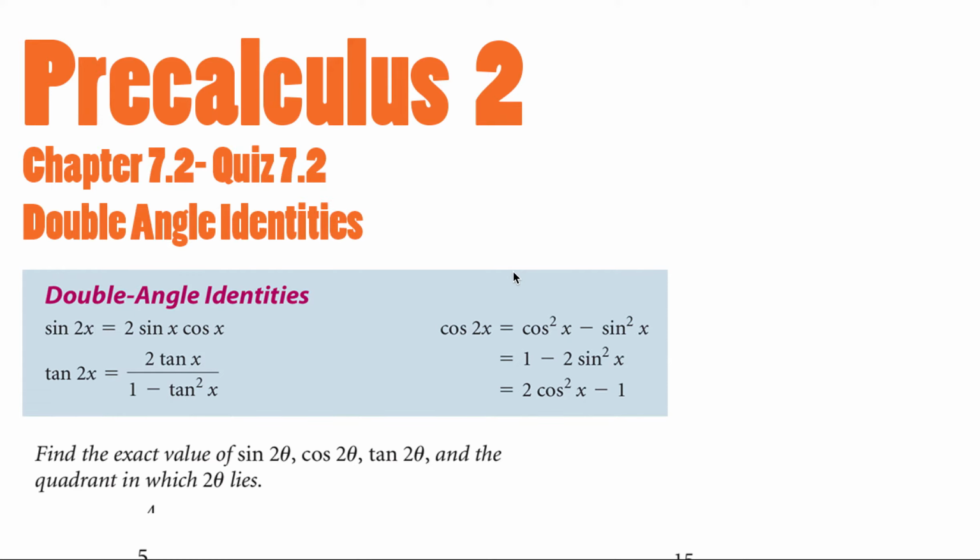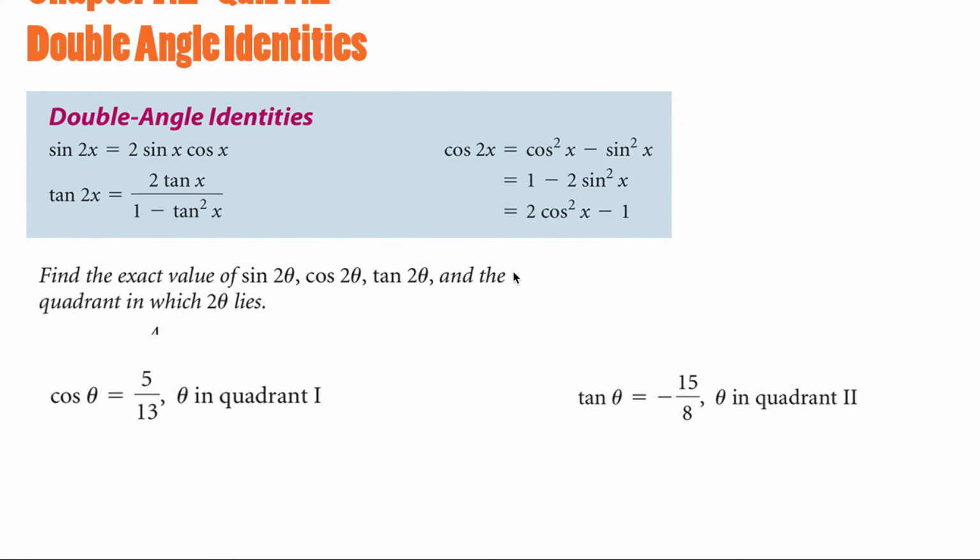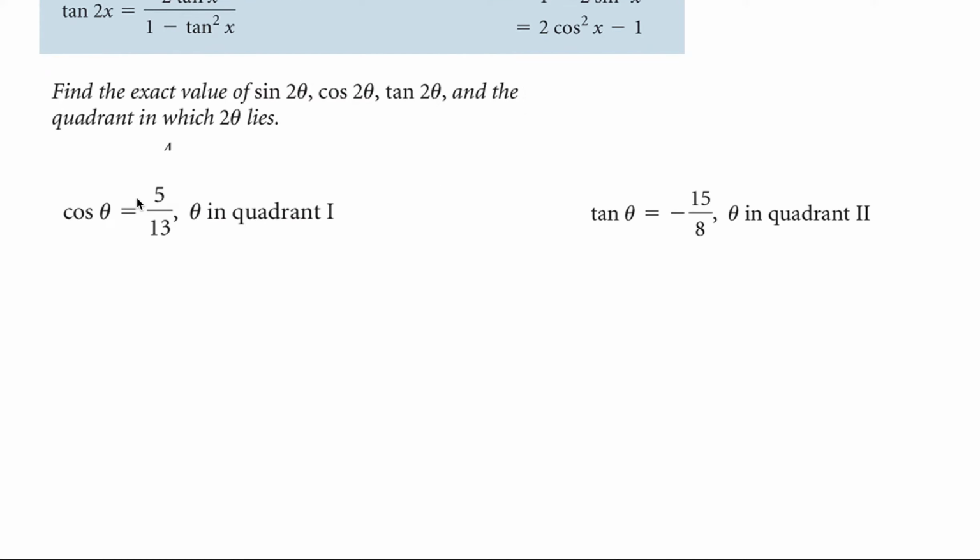In today's lesson, Double Angle Identities, Chapter 7.2, Quiz 7.2. The question is as follows. Find the exact value of sine of 2 theta, cosine of 2 theta, and tangent of 2 theta, and the quadrant in which 2 theta lies. So very similar to the previous problems. Okay? We need to find sine of theta.